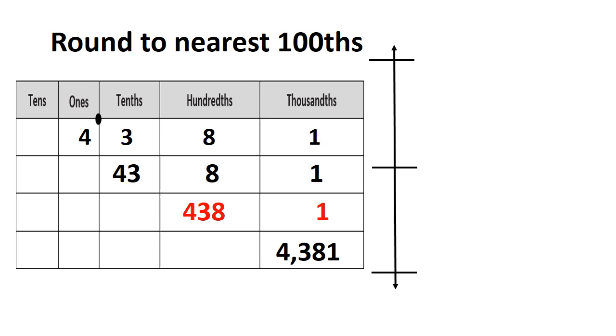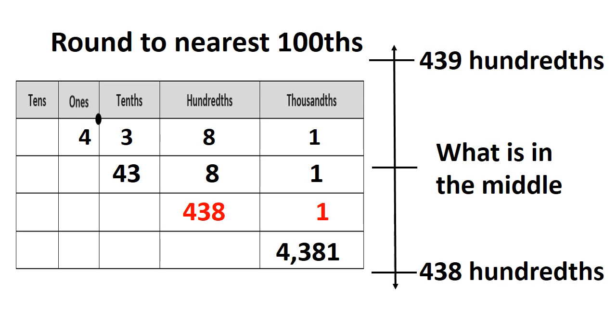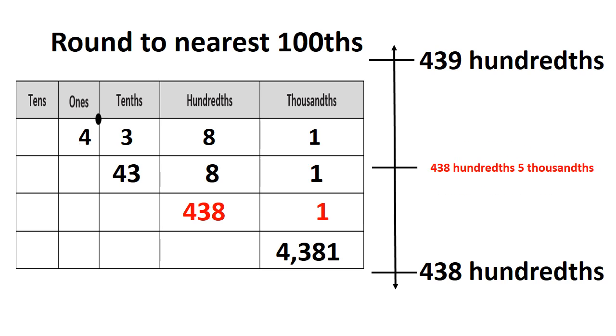Now, when we round to the nearest hundredths, we're going to rename it in unit form to hundredths. So we're reading 438 hundredths. And that goes in the bottom of our number line. We know 1 more because the question is, is it 438 or 439 hundredths? What's in the middle? It's always 5 of the next place value. So it would be 438 hundredths, 5 thousandths. Now we're going to compare our 438 hundredths, 1 thousandths to 5 thousandths, and we know that would be below, approximately right here on our number line. So we know we would round down.